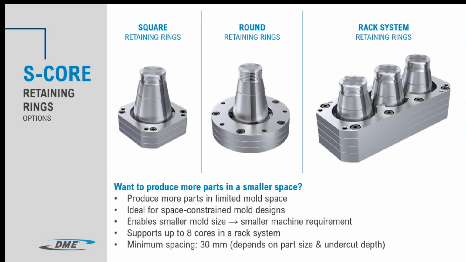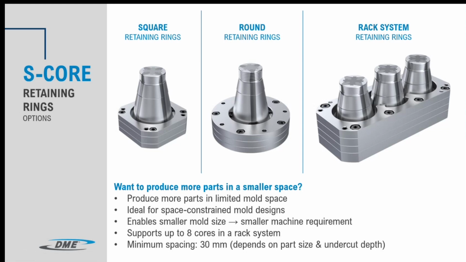Here the design of the retaining rings is explained a little bit. We started on the left side with a square version of the retaining rings. Then in the middle we have the standard one with a round square retaining ring. And on the right side, we have our rack system. And why do we have these differences in the retaining ring design?